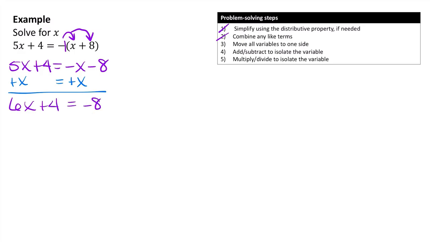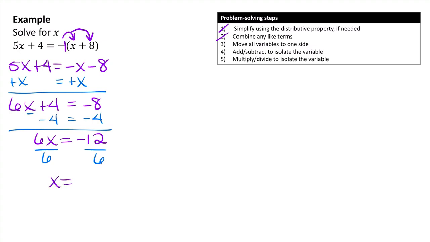And then now to get x by itself, I need to start off by subtracting 4 from both sides. So I subtract 4 from both sides and I get 6x equals negative 8 minus 4, which is negative 12. And now to undo that 6, I'm going to divide both sides by 6. And then I get x equals negative 12 divided by 6, which is negative 2.